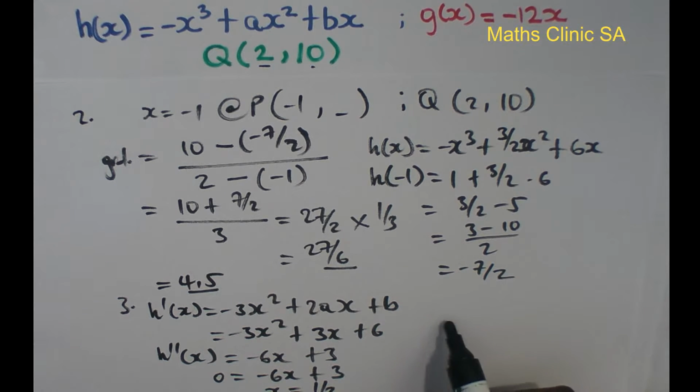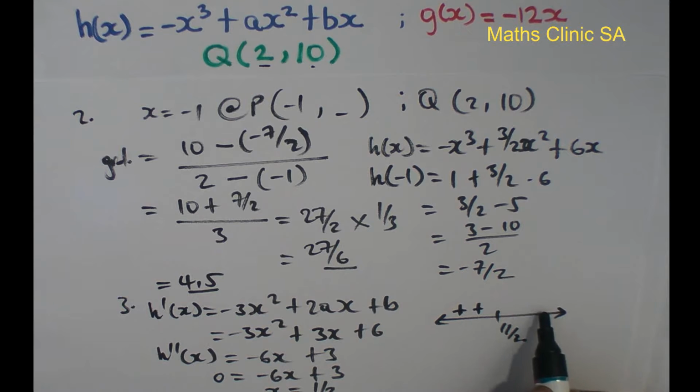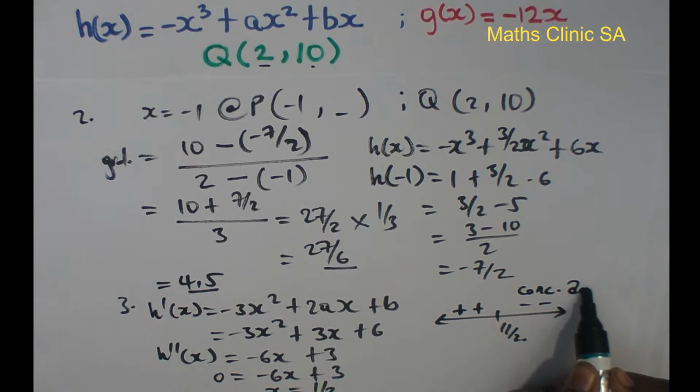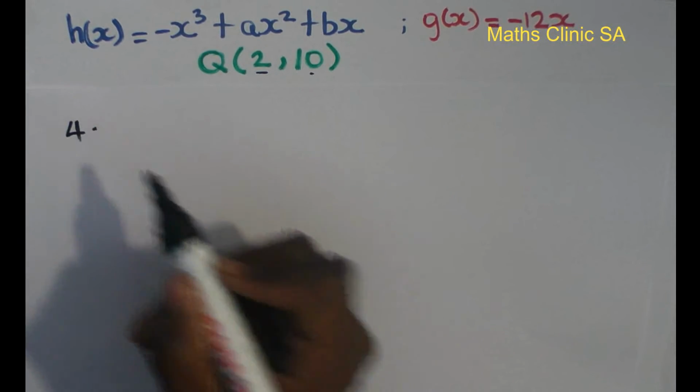Now from there we start by drawing a number line and put our half there. Then we take a value of x in this region, for example 0, and substitute there, so it's negative 6 times 0 plus 3, so it's positive. So for values of x less than a half, the graph is concave up. And then here, when we put in a value, let's say 1, it's negative 6 times 1 plus 3, it's negative, so it's concave down here.